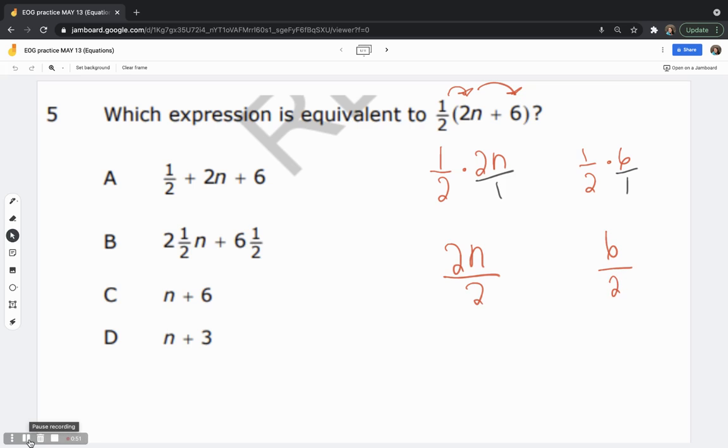And now I'm going to simplify this. So 2 divided by 2 would cancel out. And that leaves me with 1n. And 6 divided by 2 gives me 3. So we get n plus 3.